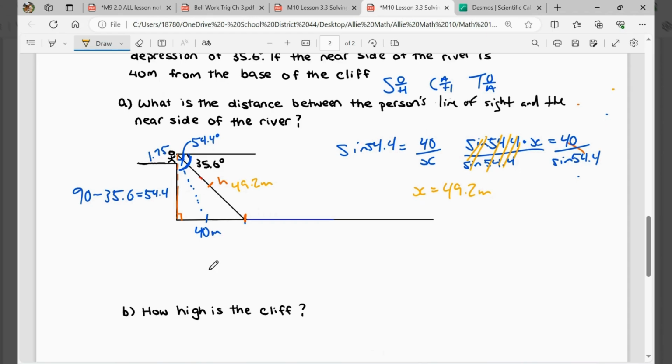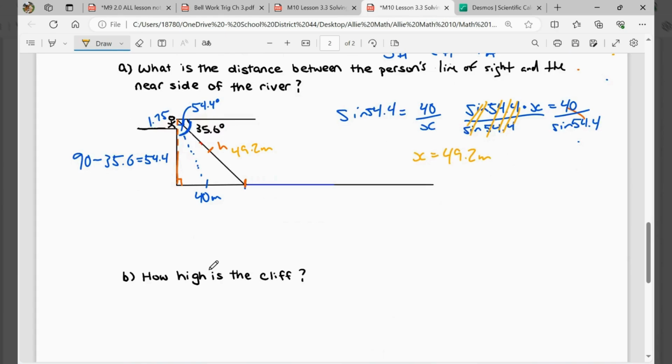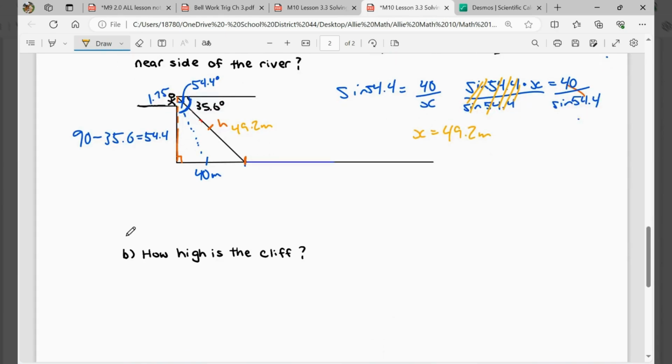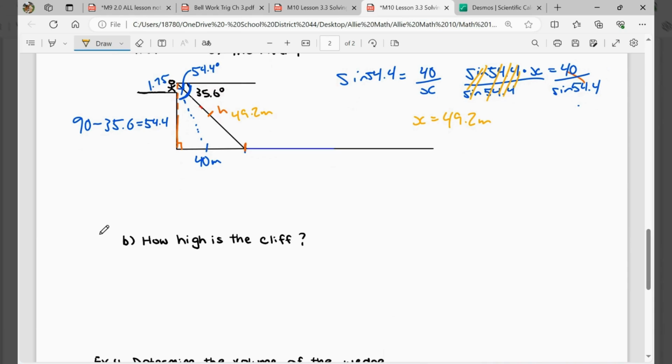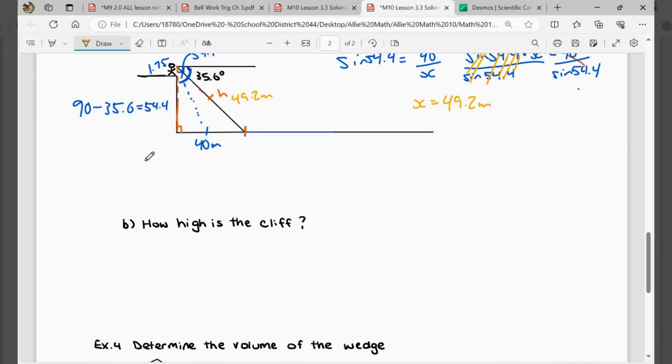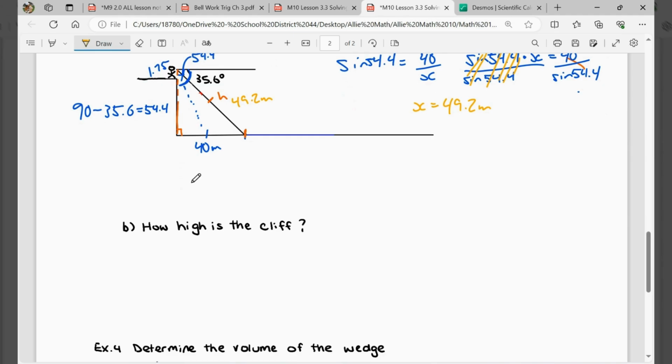And now it asks, how high is the cliff? This is a little tricky. There's one thing that we have to consider, which is that we currently have this triangle made with the sight line of the person, and they are standing on top of the cliff. So whatever we get, we're going to need to subtract our person's height from that. So how high is the cliff? Let's determine this side right here.